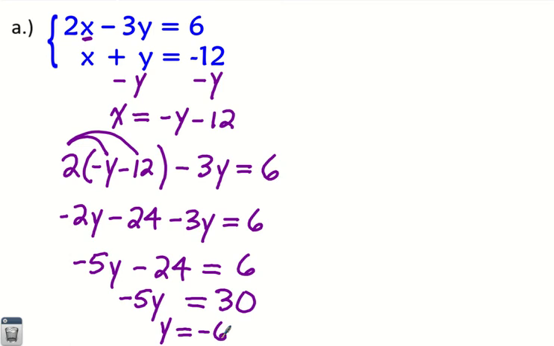So now we can take that answer and plug it in somewhere, and it really doesn't matter where. I'm probably going to choose this equation right here, but you could choose the original second equation. You can choose the first equation. It doesn't matter. If you know that y equals negative 6, now you can plug it in for a y somewhere and figure out x. The other half of your final solution.